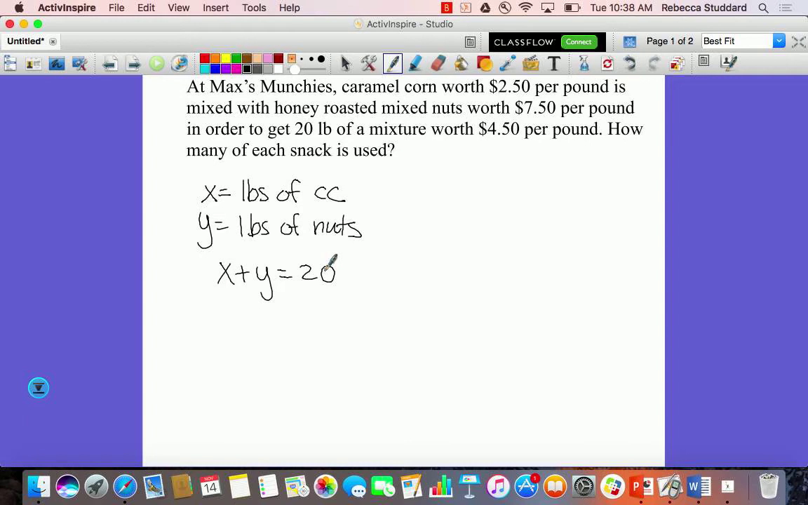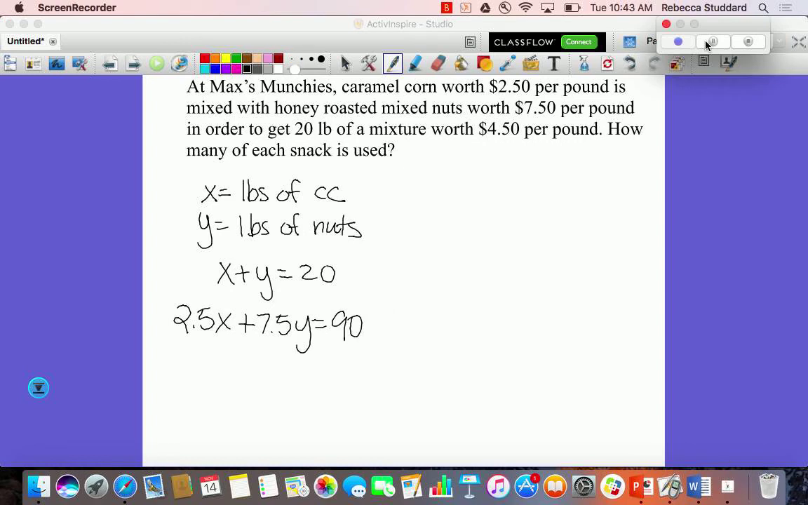All that money can go into one equation. So an X, caramel corn, is worth $2.50 a pound. A Y, a pound of nuts, is worth $7.50. And the total cost is $4.50 per pound. So we want to know how much of each snack is used. So I want y'all to use one of the methods that you learned today and solve this system.